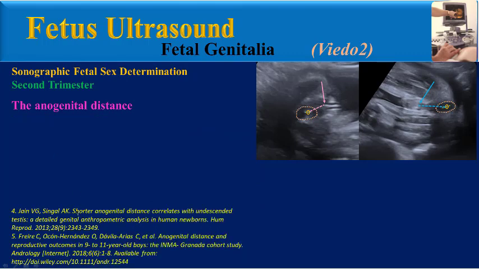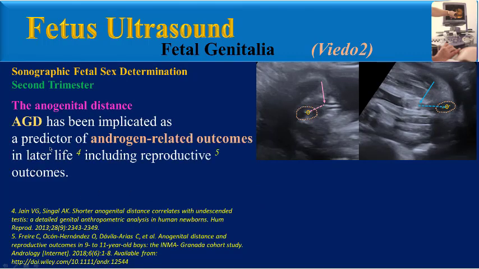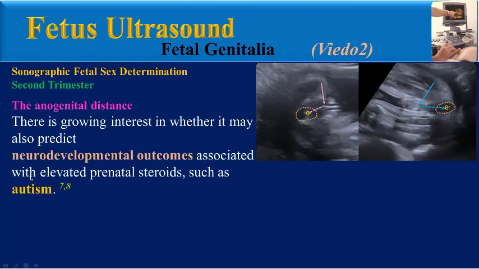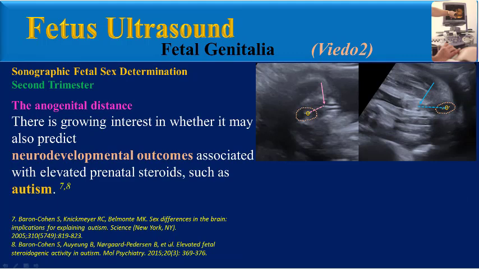Also, according to some studies, anogenital distance has been implicated as a predictor of androgen-related outcomes in later life, including reproductive outcomes. And according to some other studies, there is growing interest in whether it may also predict neurodevelopmental outcomes associated with elevated prenatal androgen traits such as autism.